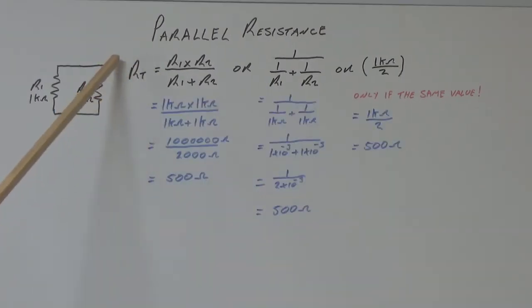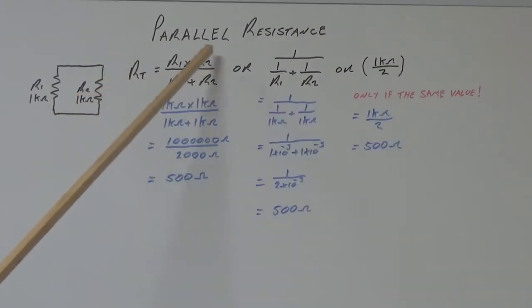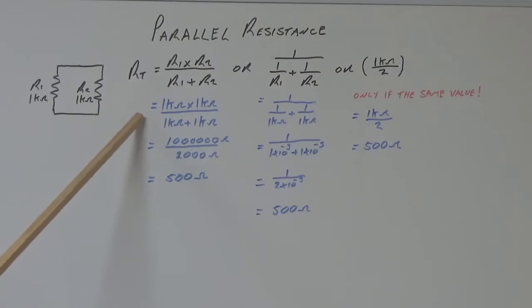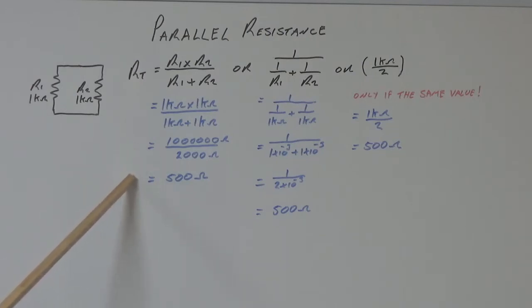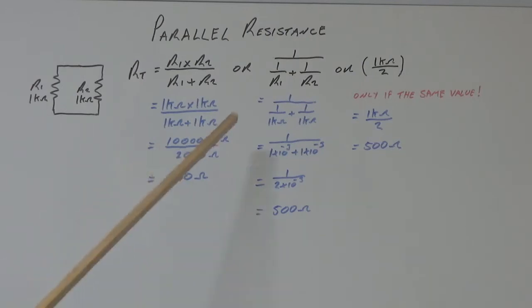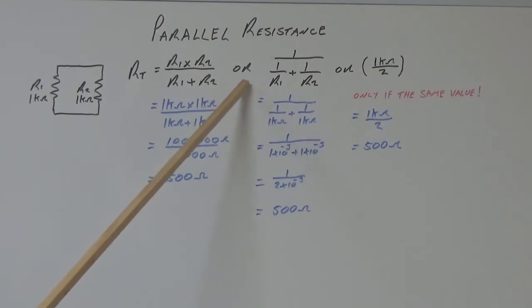So if we're looking for the total resistance and we use the first formula, you can see here that we've got 1k ohms times 1k ohms divided by 1k plus 1k. That basically gives you 1,000,000 ohms divided by 2,000 ohms, and if you work that out you end up with 500 ohms.